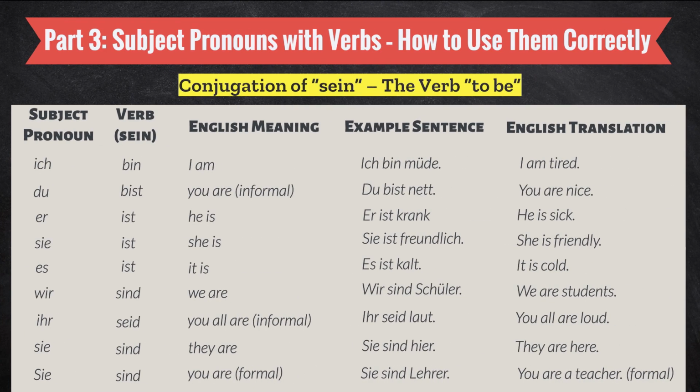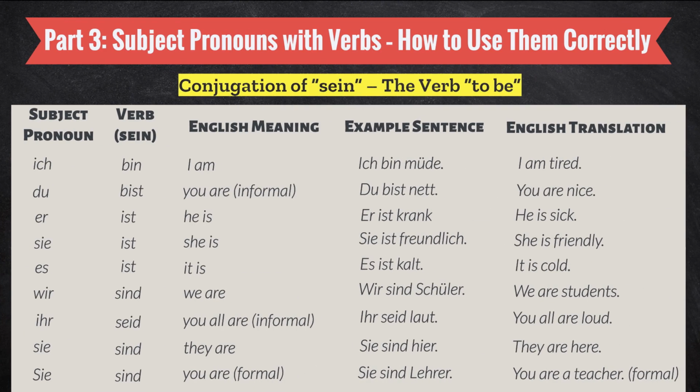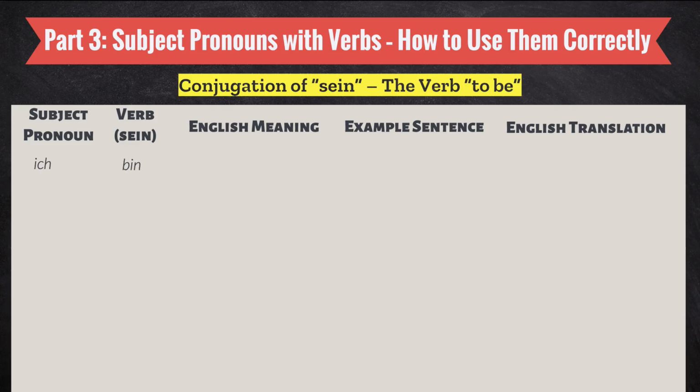Let us go step by step and look at each one. Ich bin. Ich means I, and bin means am. That means I am becomes ich bin. For example, ich bin müde. That means I am tired.